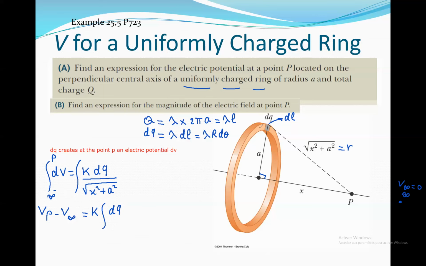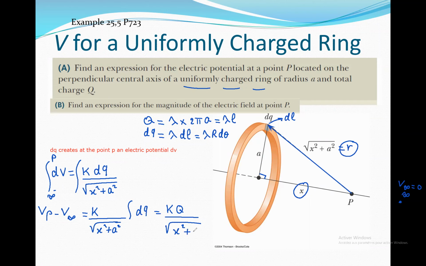Here, if we turn dq around the circle, x will be constant, and also the distance is constant, because the distance from this point to here is constant at any position. If we turn like this, r is constant. So this value is constant. We can put it outside the integral. We can write finally k divided by the square root of x squared plus a squared, integral dq. And you know the integral of dq equals Q. Here we get kQ divided by the square root of x squared plus a squared. This is the value of V at the point P. Okay, you know V infinity equals 0. Vp.